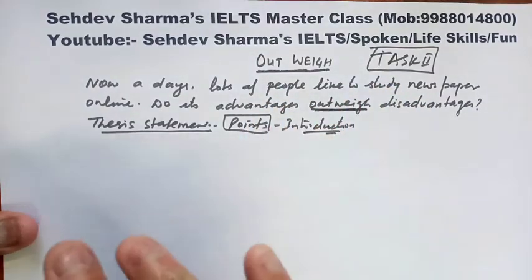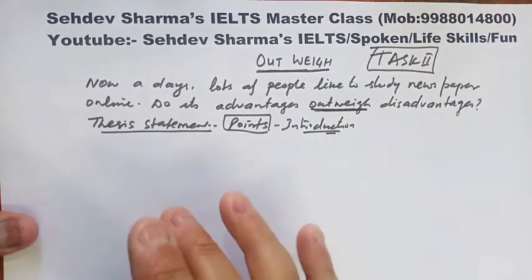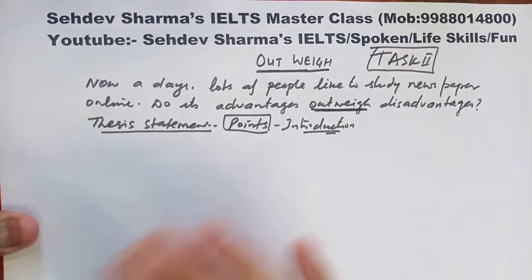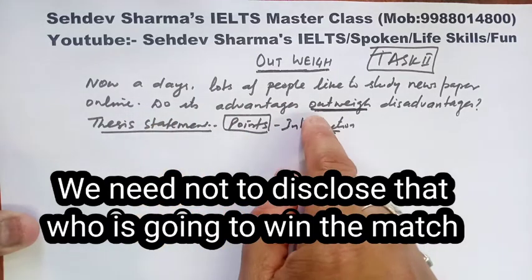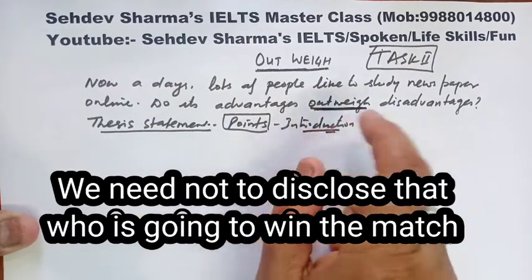Even though we know at the back of our mind which team is going to win, we will not clearly show it in our introduction. Please do not show in the introduction which team is going to win, otherwise it will look like the match is fixed. I know the match is 100% fixed here in this case, but we are not going to show it to the examiner, right?